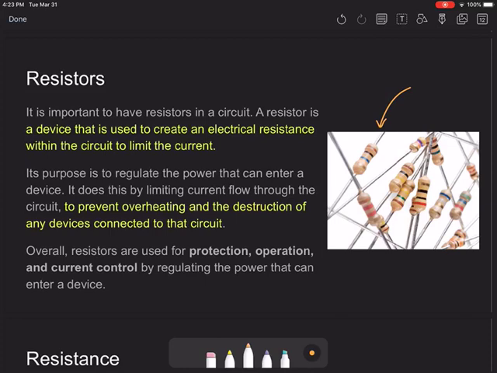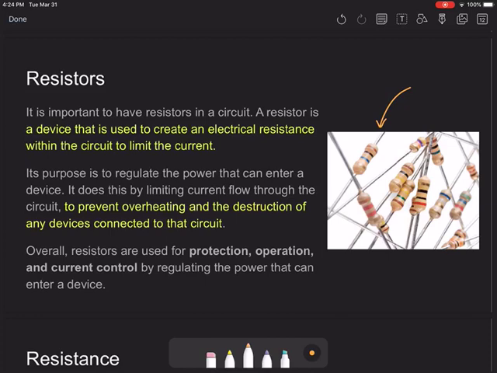Okay? So in a circuit, you have the flow of electrons over time, right? The amount of charge over a period of time is your current. Sometimes, if your current is too high, that could actually get your device or your circuit to overheat. And that could actually cause some severe destruction, right? That could cause fire or damage to your device. So having something to reduce that current is really important.